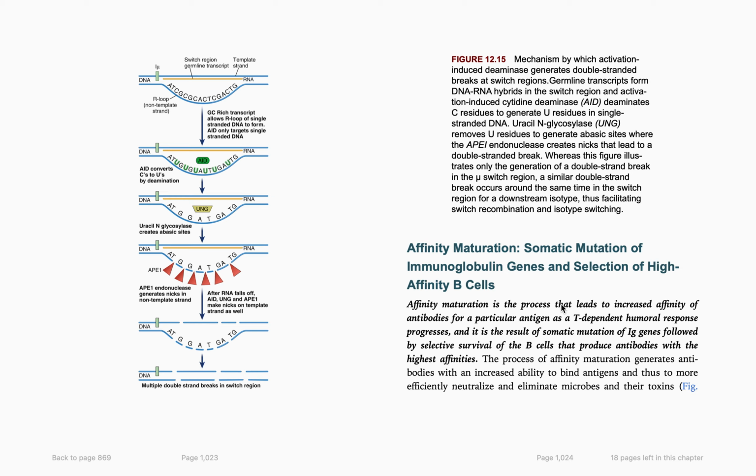Affinity maturation, somatic mutation of immunoglobulin genes, and selection of high-affinity B cells. Affinity maturation is the process that leads to increased affinity of antibody for a particular antigen as T-dependent humoral response progresses, and it is the result of somatic mutation of Ig genes followed by selective survival of B cells that produce antibody with the highest affinity. The process of affinity maturation generates antibodies with increased ability to bind antigens and thus more efficiently neutralize and eliminate microbes and their toxins.